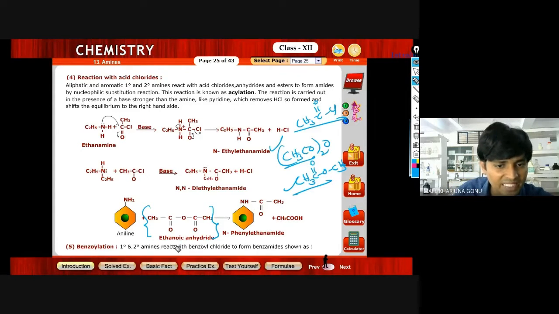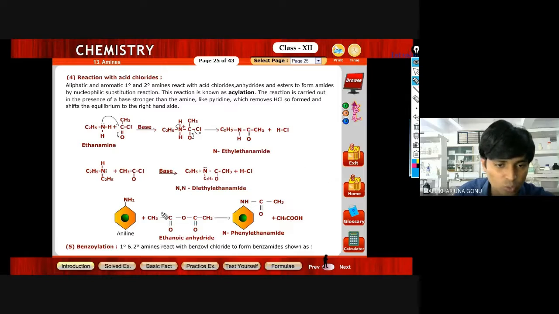So if you are taking this anhydride, this is ethanoic anhydride. Why ethanoic? Because two carbons, ethanoic anhydride. So two carbons, ethanoic anhydride, acid anhydride. So what is the acid? The main acid, this CH3CO, acetic acid, this one is the anhydride.